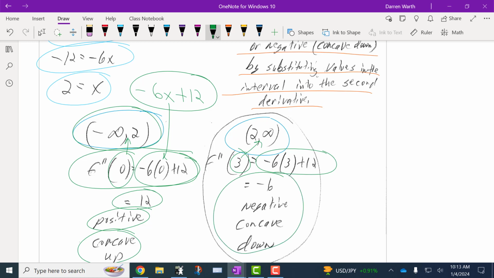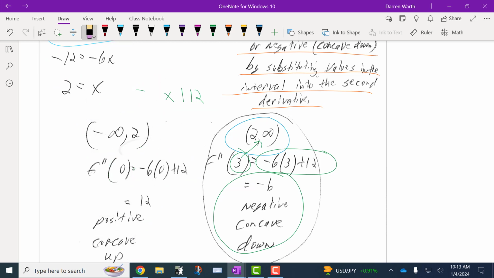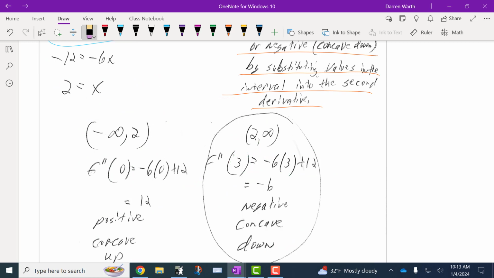Notice the question on number 5 is just asking for concavity downward. Even though I found one that's concave up, it just wants to know which one is concave down. That's why I circled this last one, which is 2 to infinity. It's negative, so it is concave down.